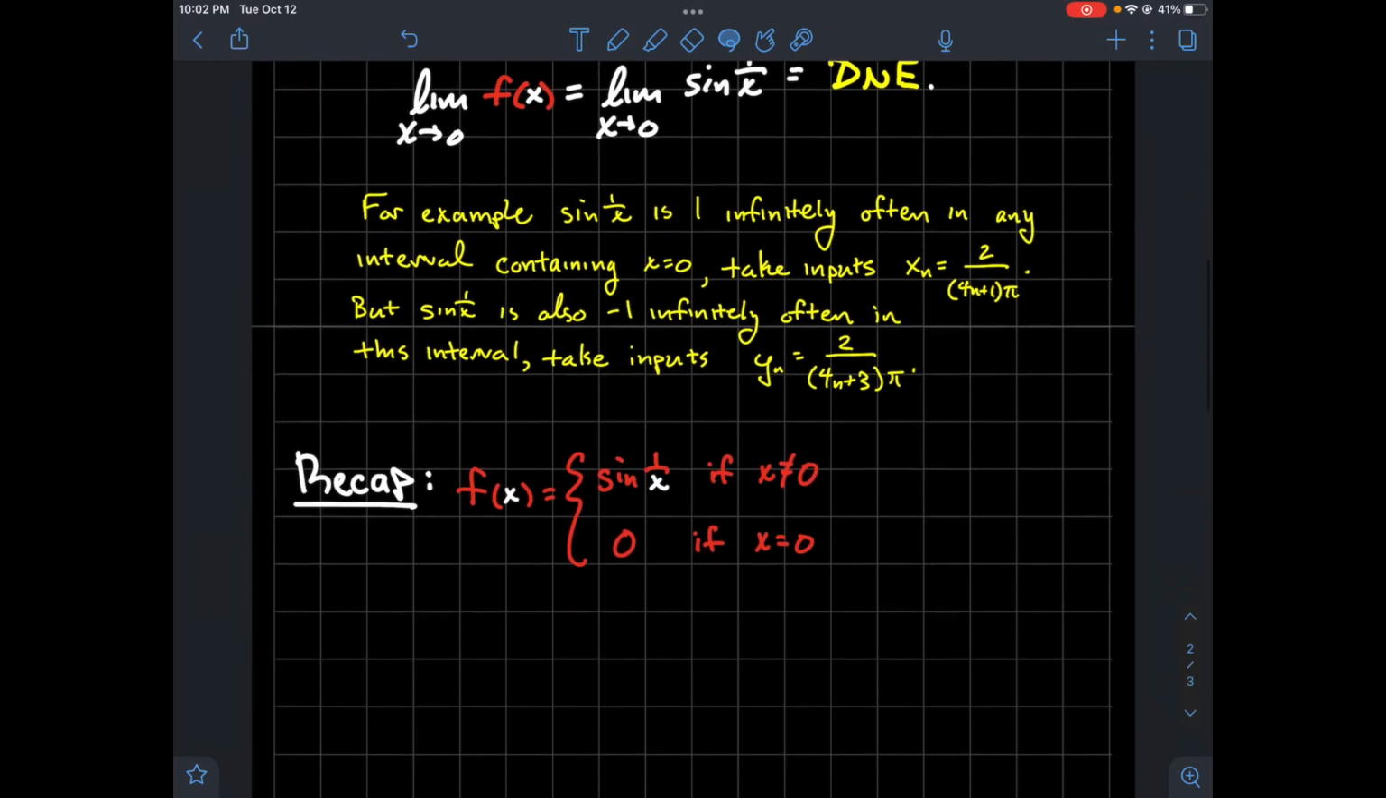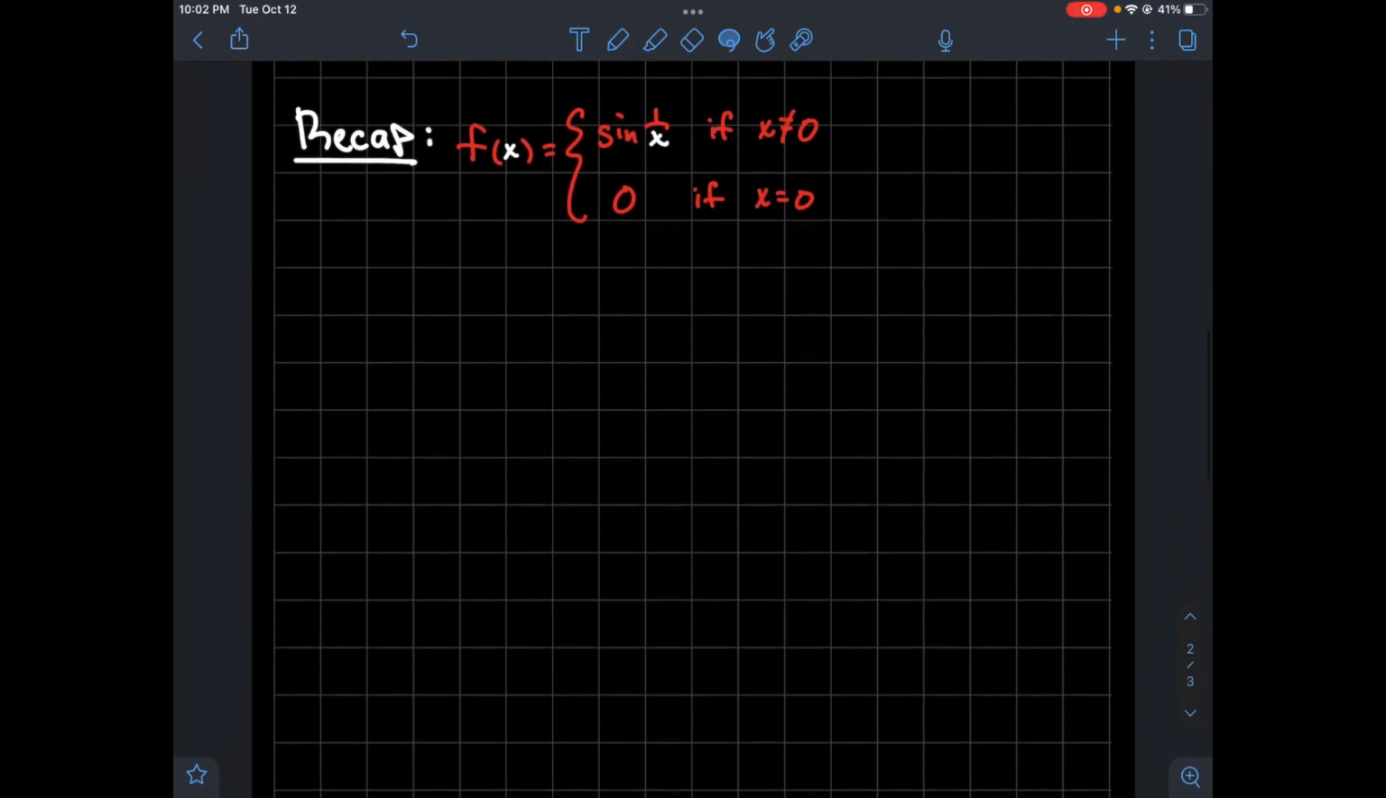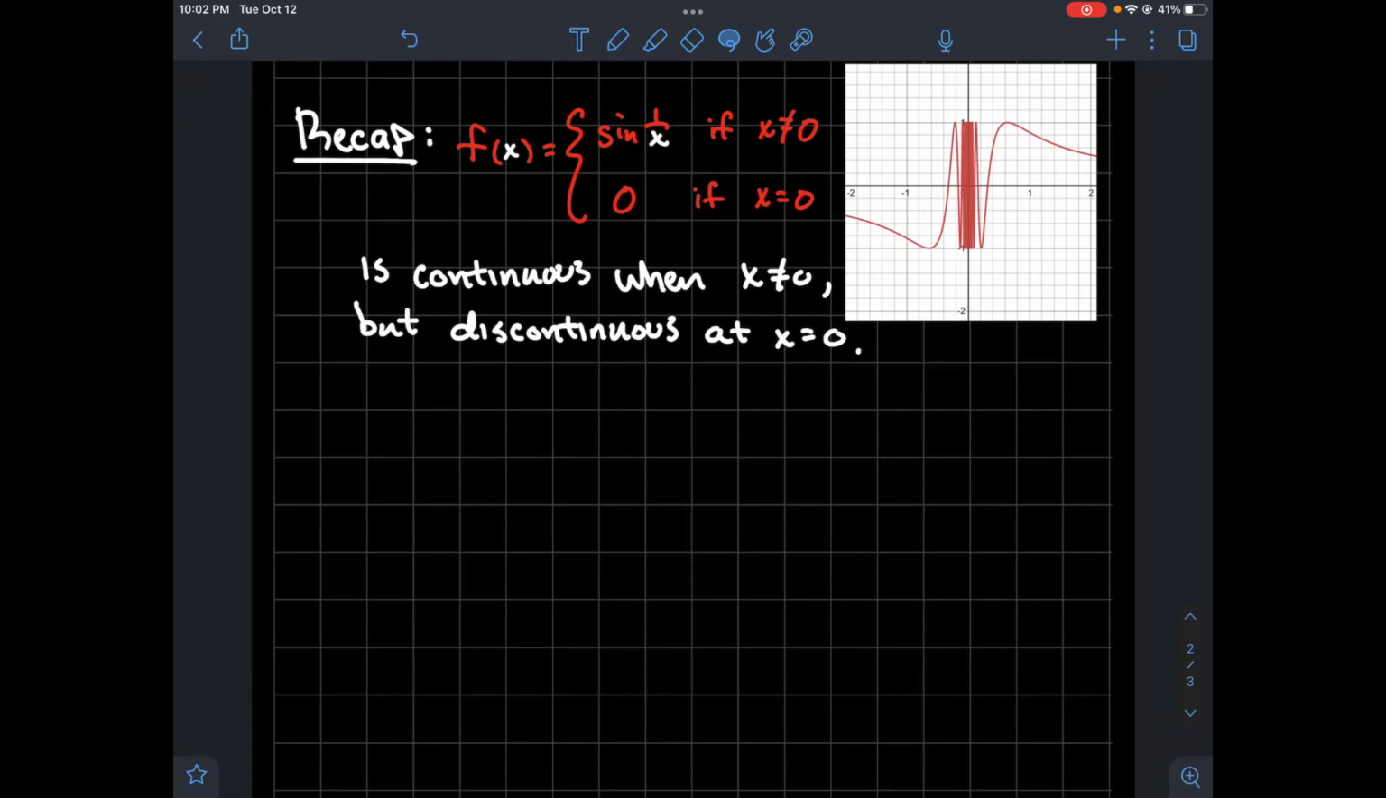So here's our recap. My piecewise function f of x is sine of 1 over x when x is not 0, and it's 0 elsewhere. It's sort of badly behaved. It's continuous when x is not 0, but it's discontinuous when x is 0. So that's what we've shown thus far.